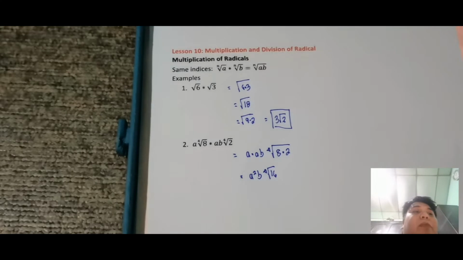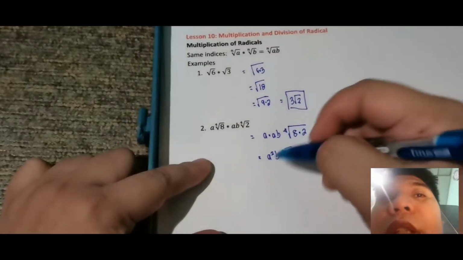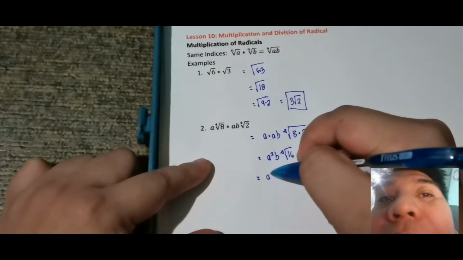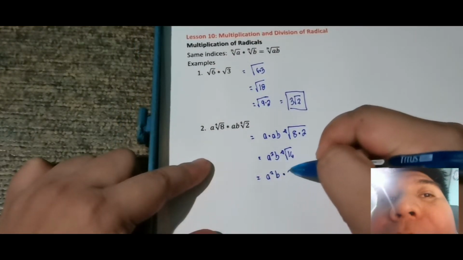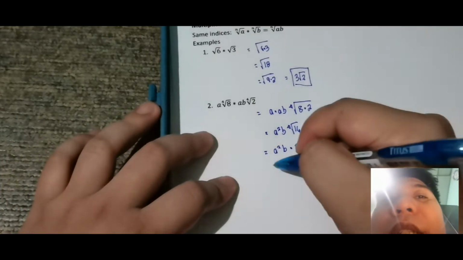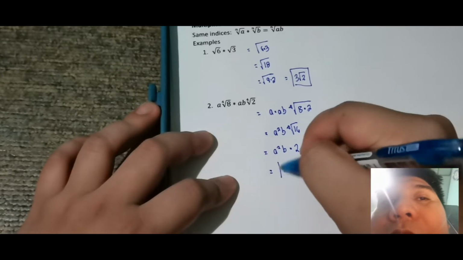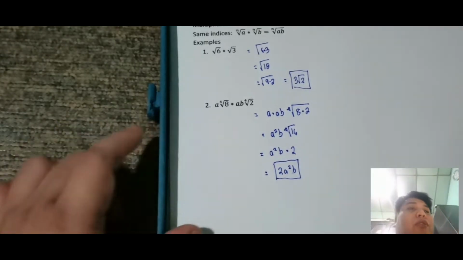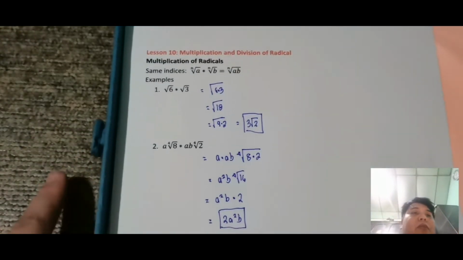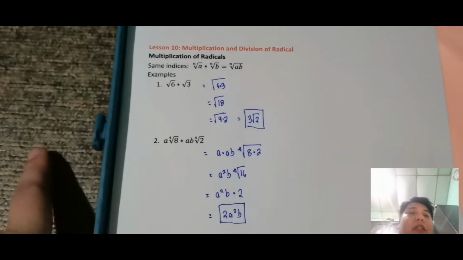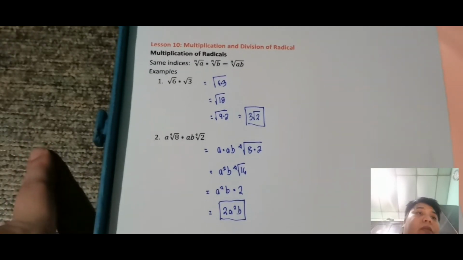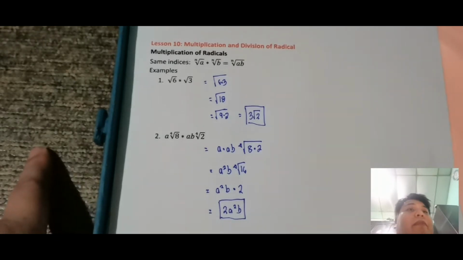Note that 16 is a perfect fourth power. So, fourth root of 16 is 2. Okay? So, this is equivalent sa a squared b multiplied by 2. Then, unahin lang natin si numerical coefficient. So, that is simply 2a squared b. And that is the answer. So, pansinin nyo, napaka-basic lang po mag-multiply ng radicals na same indices. Okay, so let's have yung different indices naman.